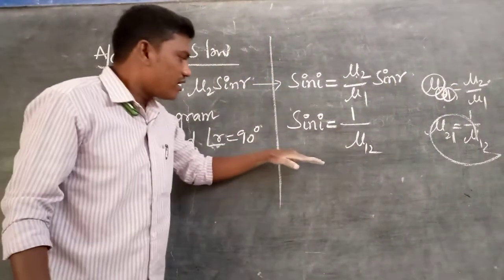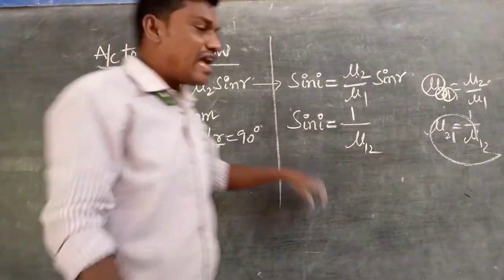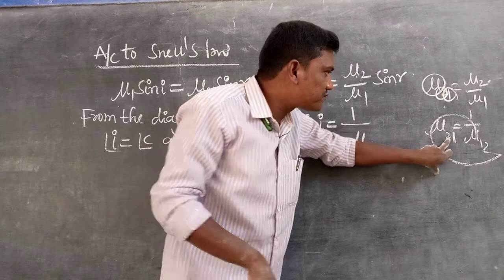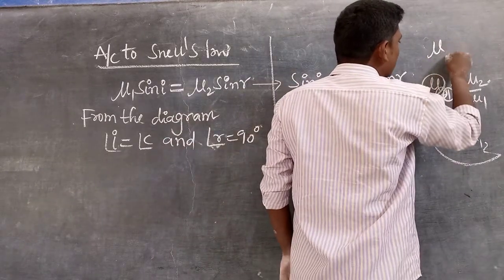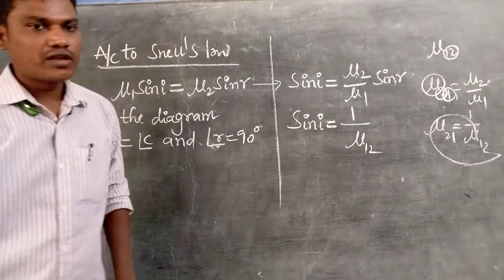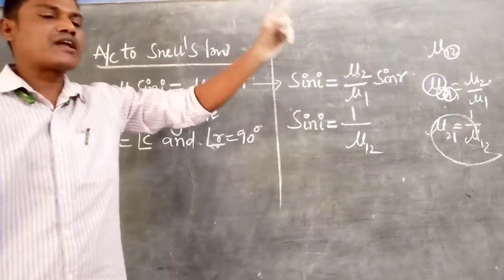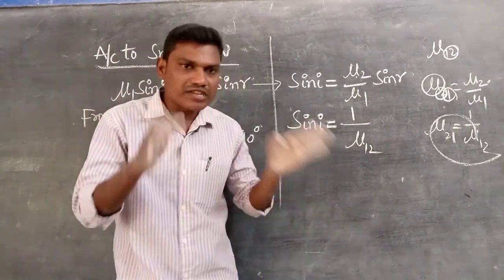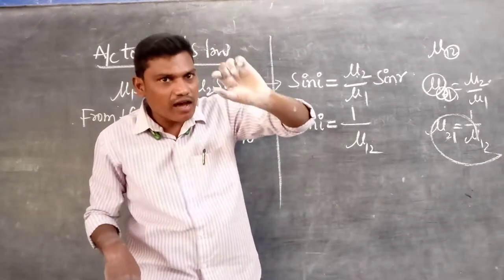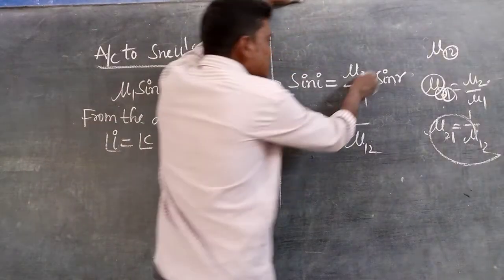Here air or vacuum we can say is the first medium and the other medium is the second medium. But light will travel from where to where? From the second medium to the first medium. That's why we want mu of 1 2. Mu of 1 2 is the refractive index of the first medium with respect to the second medium. Generally air or vacuum is medium 1, and another medium is medium 2. But according to the critical angle, light will travel from the second medium to the first medium, where the second medium is the denser one and air or vacuum is the first medium.